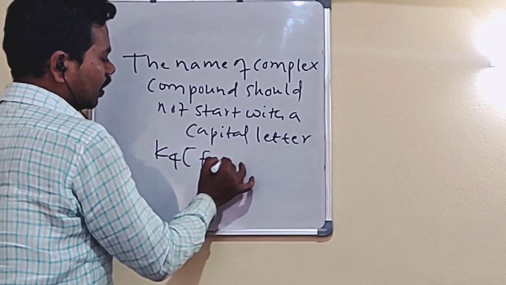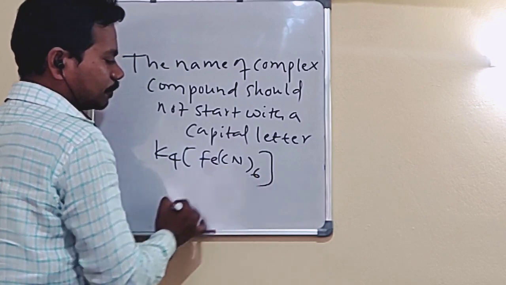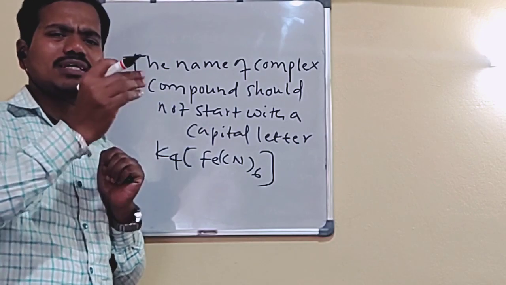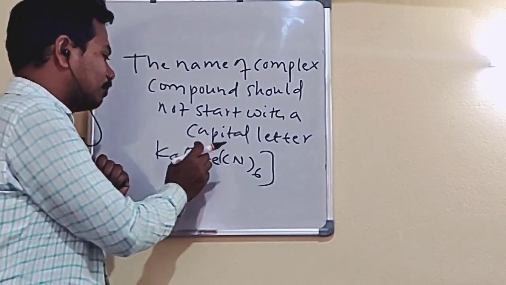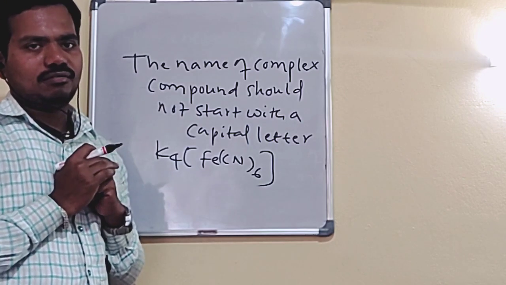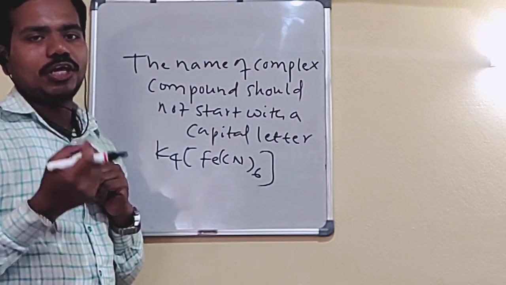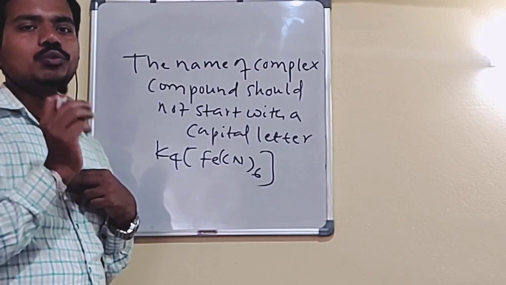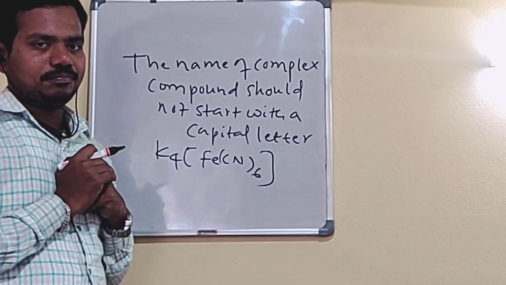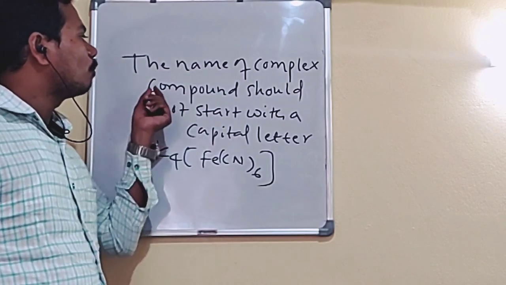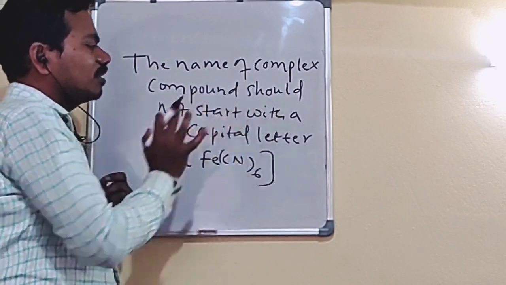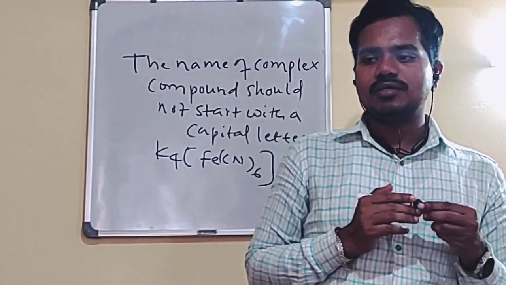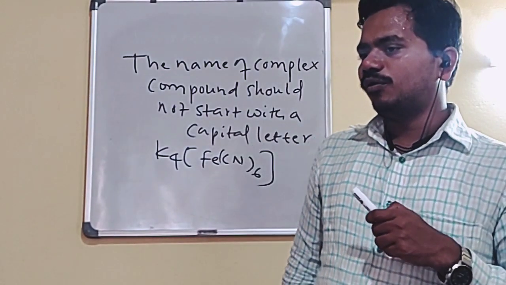K4[Fe(CN)6]. This is the complex. For naming this type of complex, many examples are available, but here I am taking one example to explain how to name coordination compounds. For naming this type of complex, we should start with what? Small letters. So the first rule: the name of a complex compound should not start with a capital letter. We should start with a small letter. This is the first rule.